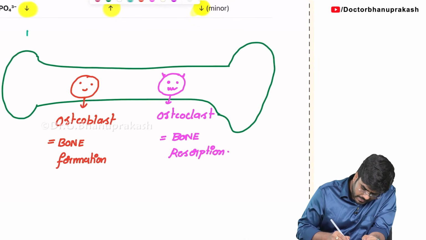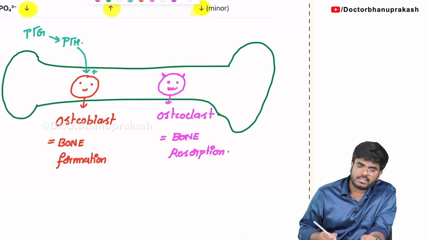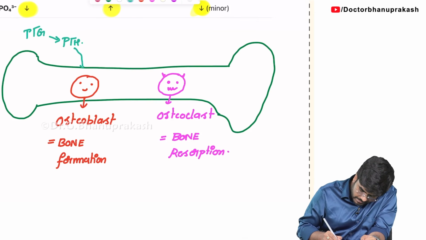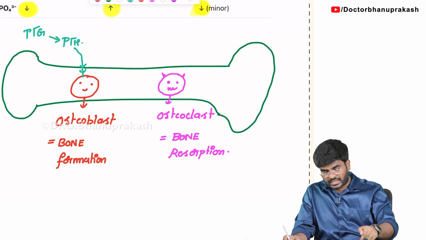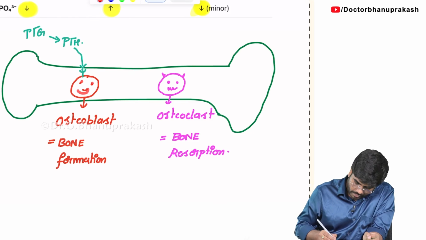Now, let me tell you. Let's say the parathyroid gland is producing which hormone? Parathyroid hormone. See, the parathyroid hormone will come and act on osteoblast. So, now tell me, where are the receptors of parathyroid hormone? The receptors of parathyroid hormone are present on osteoblast. So, first parathyroid hormone will come and stimulate the osteoblast. Now, once this osteoblast is activated, it will help in bone formation.